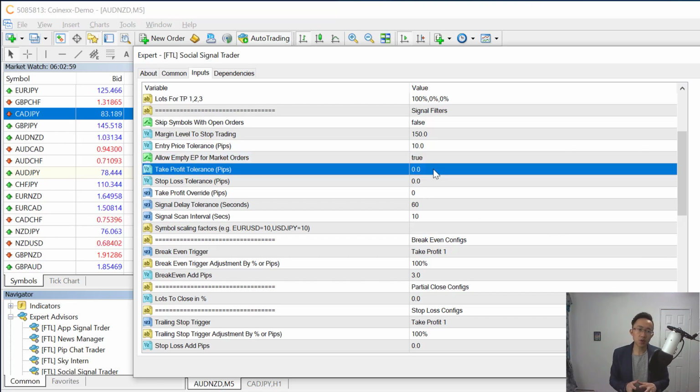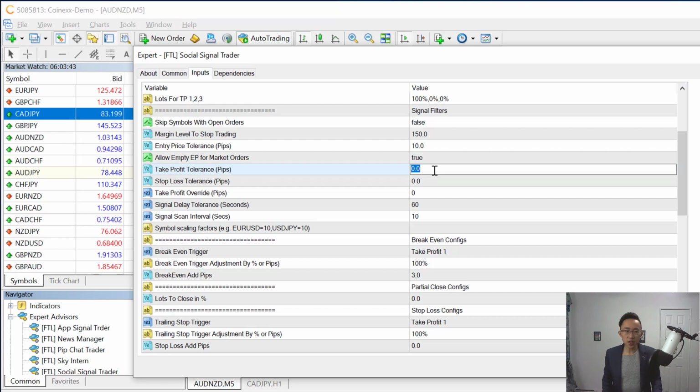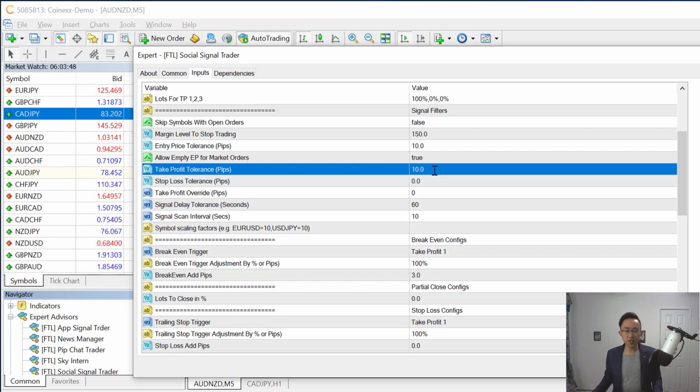Okay, all right, so take profit tolerance. This means that your first take profit will have to be X number of pips away from your entry price. Let's say your first take profit is 5 pips away from your entry price. It's probably not a valid signal, because for most signals you probably want 10 pips or 15 pips, or even bigger for swing trades, 50 pips. So by setting this, you are saying that you need at least 10 pips for take profit. Otherwise, I'm not going to take the signal.